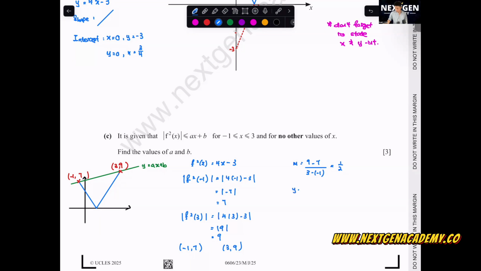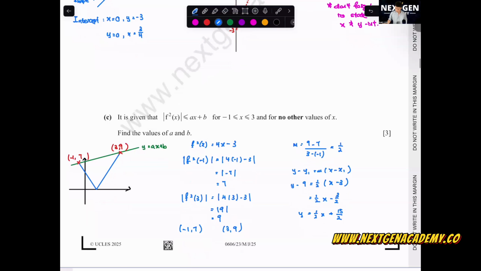Okay, so if you use y minus y1 equals m times x minus x1, which values do you want to use? Y minus 9 equals half x minus 3. They want it in the form ax plus b, right? So y equals half x minus 3 over 2 plus 9, we get 15 over 2. So the a value is half, the b value is 15 over 2.